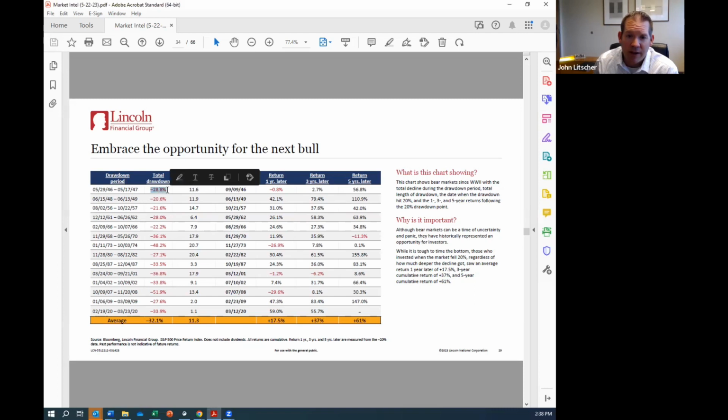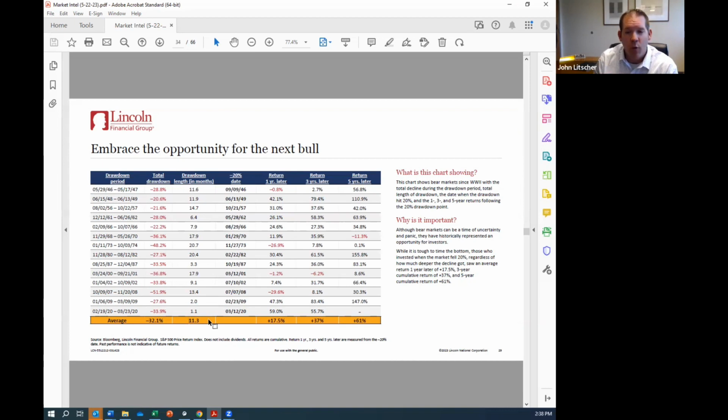And if you look at these drawdowns here on the left side of your screen, for instance, 28% in 1946 through 47, 48% 1973 to 74, 51% October of 07 to November of 08. The average bear market total drawdown has been minus 32.1%. And the average length of time that it took to have that drawdown was just over 11 months.